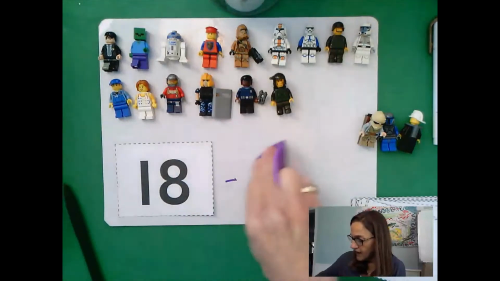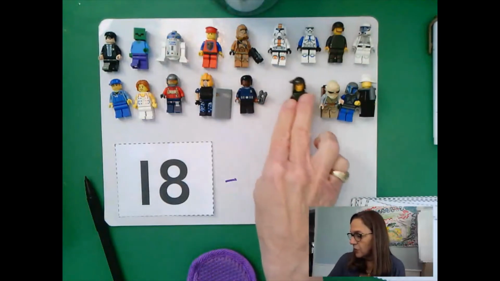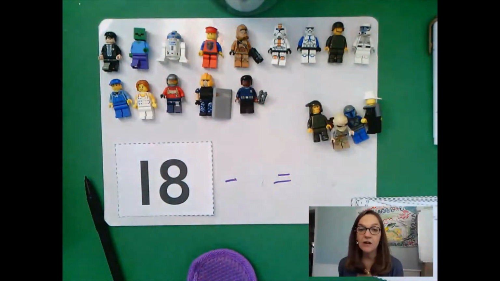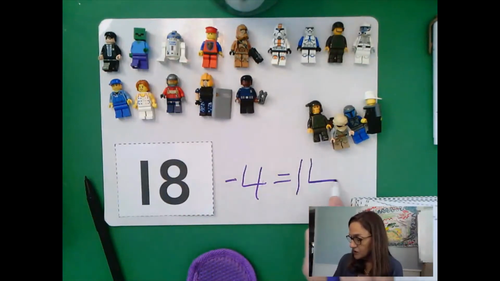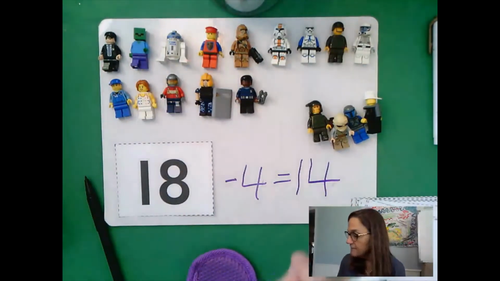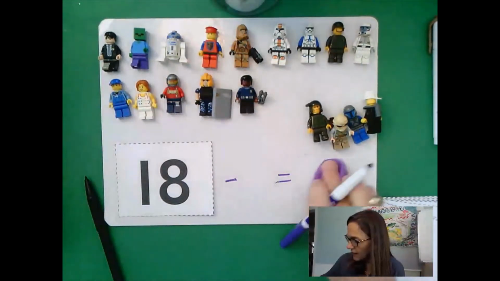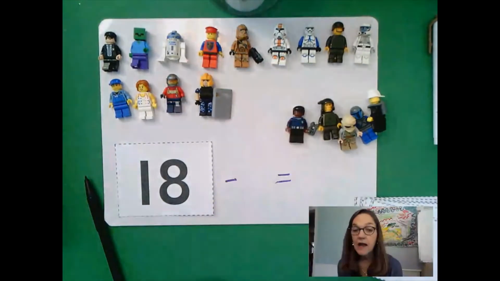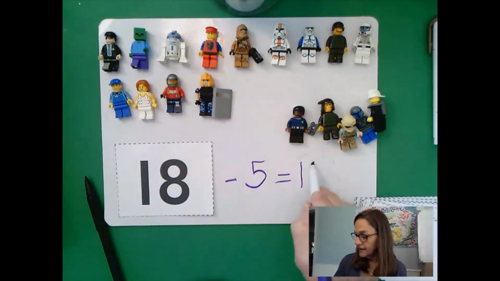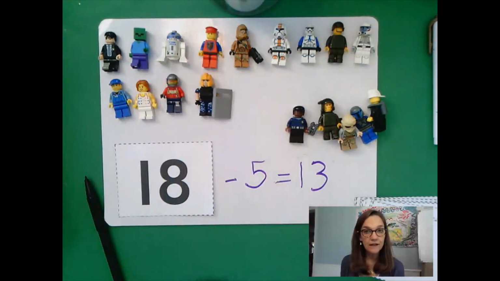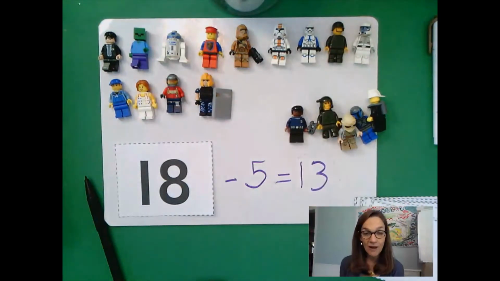Okay, if I have 18 Lego characters and I take away 4, how many Lego characters do I have left? I have 14 left. Okay, if I have 18 Lego characters and I take away 5, how many Lego characters do I have left? I have 13. 17, 16, 15, 14, 13. See how I count backwards?